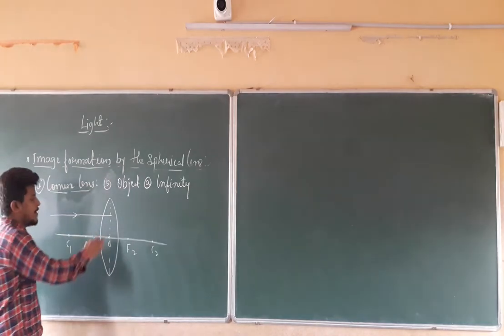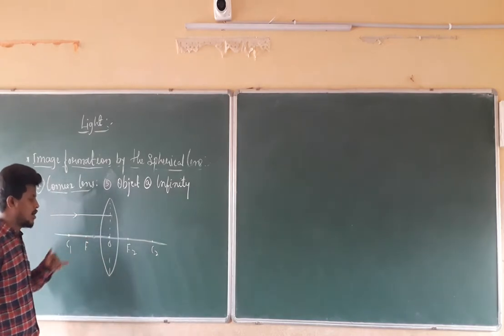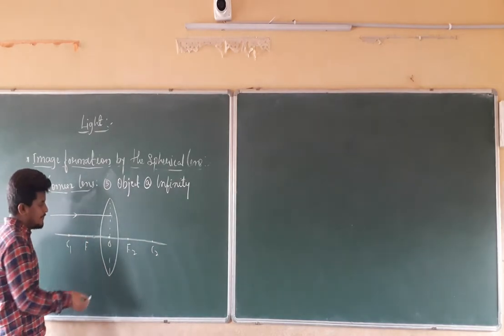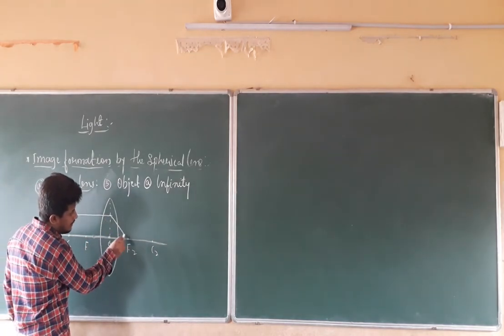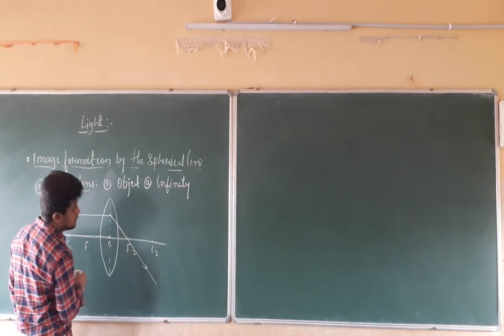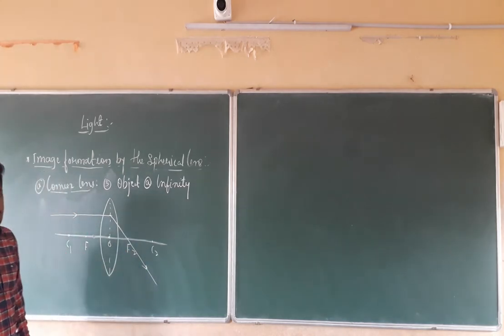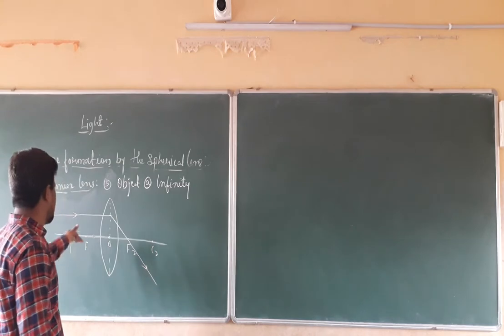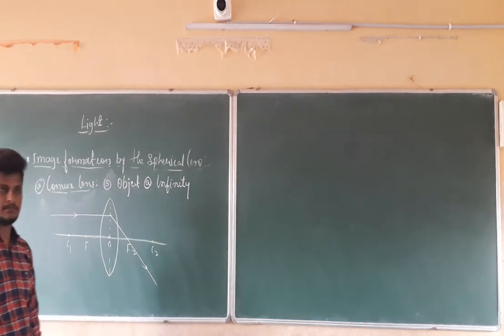So what happens? The light ray which is traveling parallel to the principal axis, on refraction is going to pass through the principal focus like this.